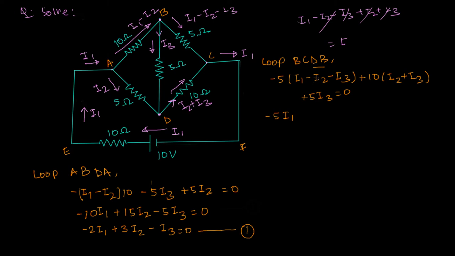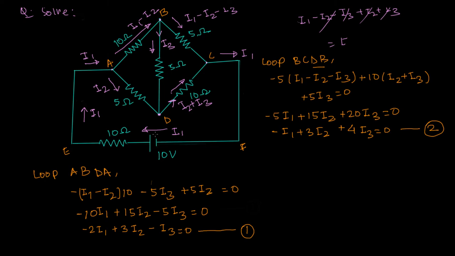Now it is minus 5 I1 plus 5 I2 plus 10 I2, so that makes it 15 I2. And this is 10 I3 plus 5 I3, that is 15 I3, plus 5 I3. This makes it 20 I3. This again is a possibility of a 5 being pulled out. So I get minus I1 plus 3 I2 plus 4 I3 is equal to 0. I name it equation number 2.